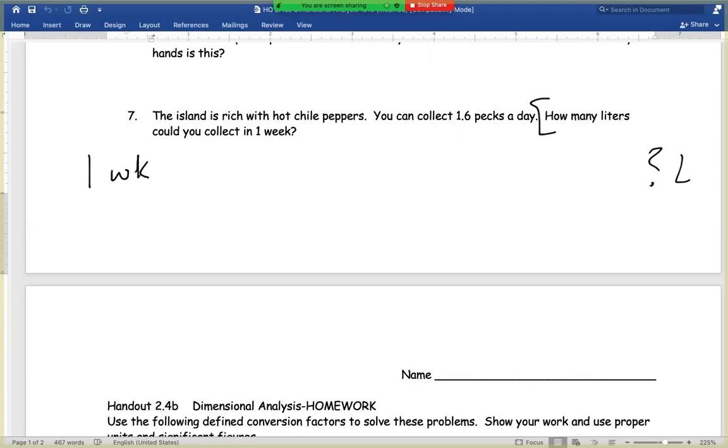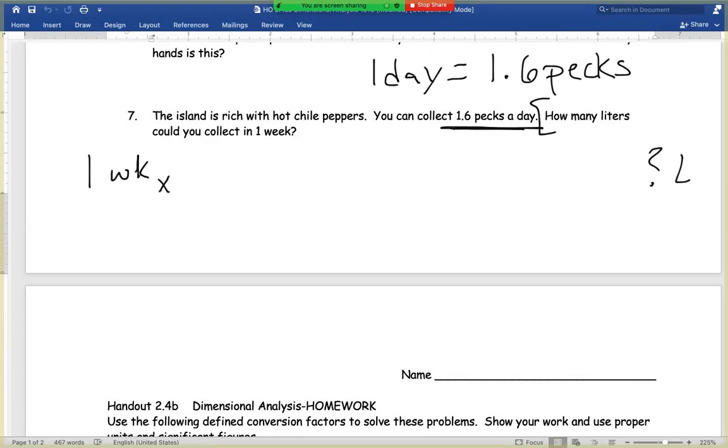Okay, well, and the question is, what is this thing? What is this? Well, if we're reading it, the island is rich in peppers. That's great, not a question. You can collect in 1 day exactly 1.6 pecks of peppers. It is a sneaky conversion factor. This is going to let us get from days to an amount.